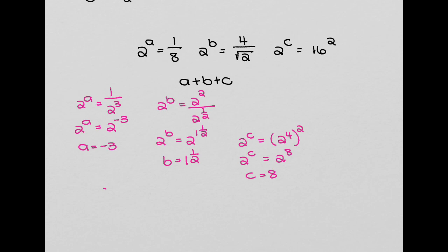All right, so I've got a plus b plus c. My a was minus 3. My b was 1 1/2. My c was 8. So 8 take away 3 is 5, plus 1.5 is 6.5.